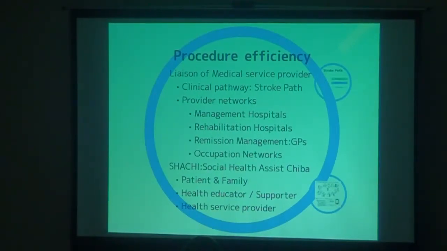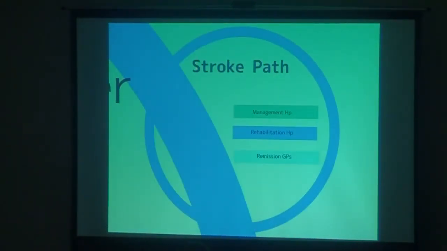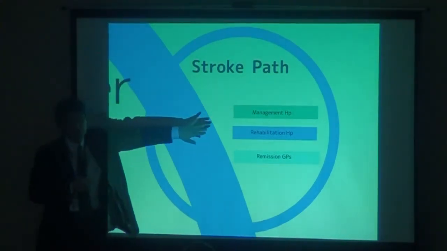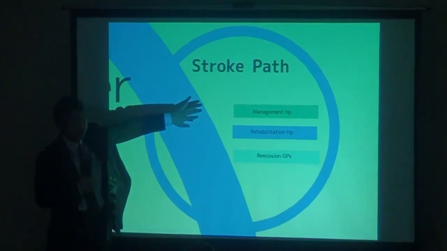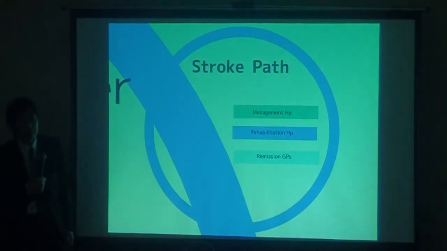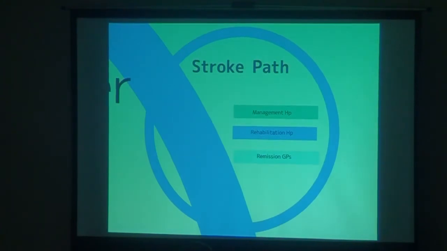And the second is procedure efficiency and liaison of medical service providers. This is the stroke path. In stroke, we have three types of hospitals. The management hospital, that means an acute hospital, and after recovery, they will move to a rehabilitation hospital, and the third is remission GPs, who are controlling the attack of the stroke.